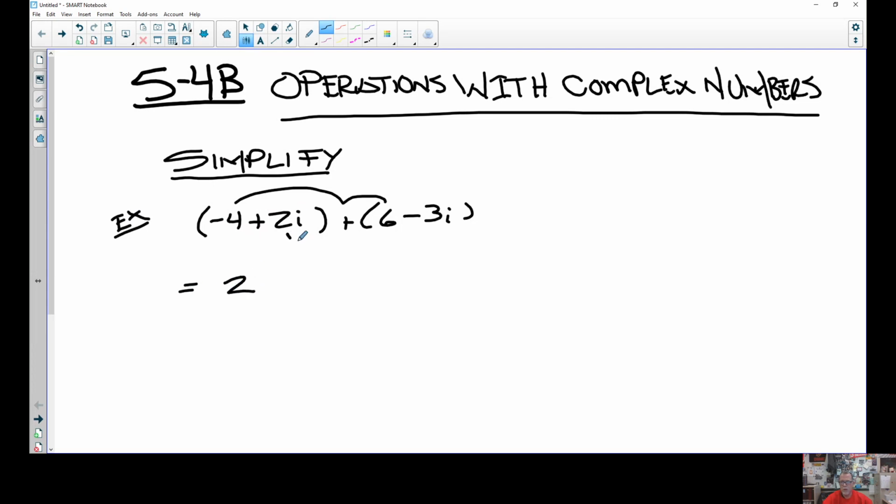Then we do this piece and this piece, again, adding them. So 2i plus a negative 3i. So 2 plus a negative 3 is negative 1. So that is just negative i. And we are done. We have our complex solution in a plus or minus bi form, in this case, a minus bi. All right, so again, just a basic example.